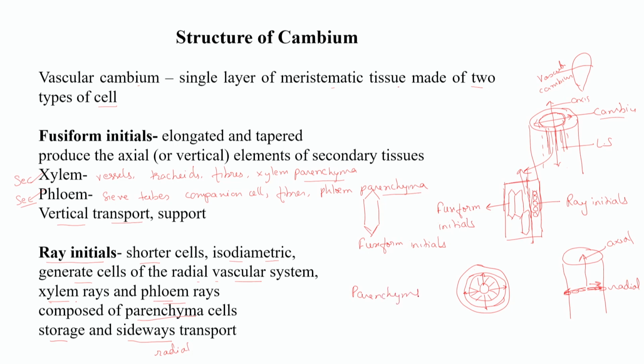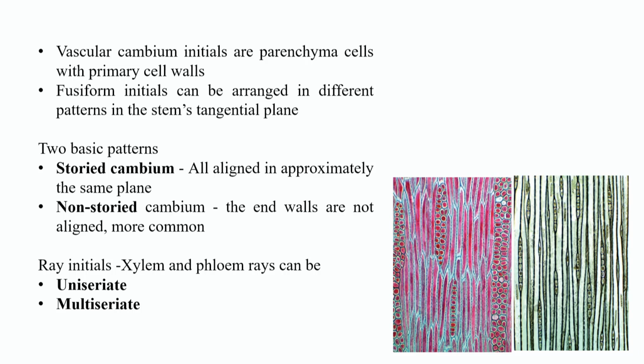Parenchyma. One will perform the axial transport and the other will perform the radial transport. So, they are also components of xylem and phloem. Now, let us try to understand how these fusiform and ray initials are arranged in the cambia. There are two basic patterns on the basis of fusiform initials. We call them initials because these are the initial cells which give rise to secondary xylem and phloem.